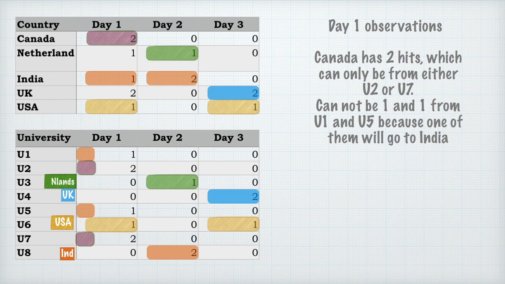That thought may come into your heads, but again, run your basic deductive logic. Just in the previous step, you saw that one of these universities, 1 or 5, will definitely go to India, and therefore only one will be left. But you want overall 2 hits. Now, if you take one from here and two from the other university, it will become three. So again, it does not work for you. Therefore, you can say Canada's 2 hits must have come from either University 2 or University 7, and they cannot be one each from University 1 and University 5, right? And hopefully we also understand the reason why.